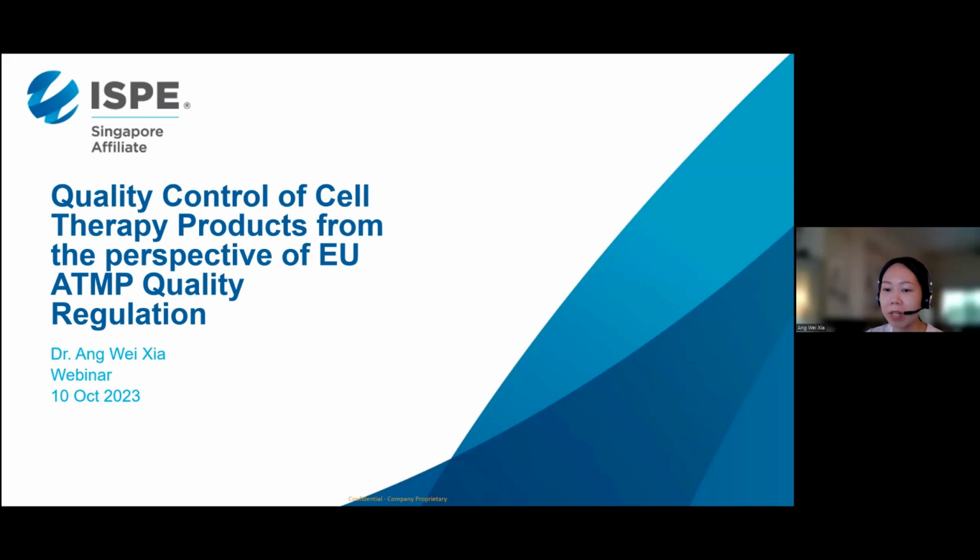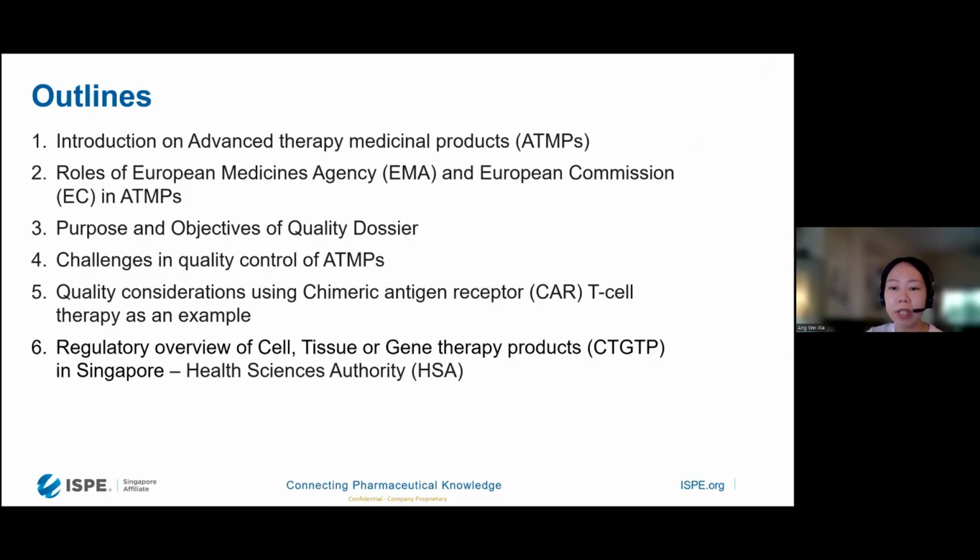I'm honored to be here today to present a topic on quality control of cell therapy products from the perspective of EU ATMP quality regulation. In today's presentation, I'll bring you through the definition of ATMP, how EMA and EC regulate ATMP in the EU, followed by using the manufacturing process of CAR T cell therapy as an example to illustrate how the quality of ATMP is being regulated.